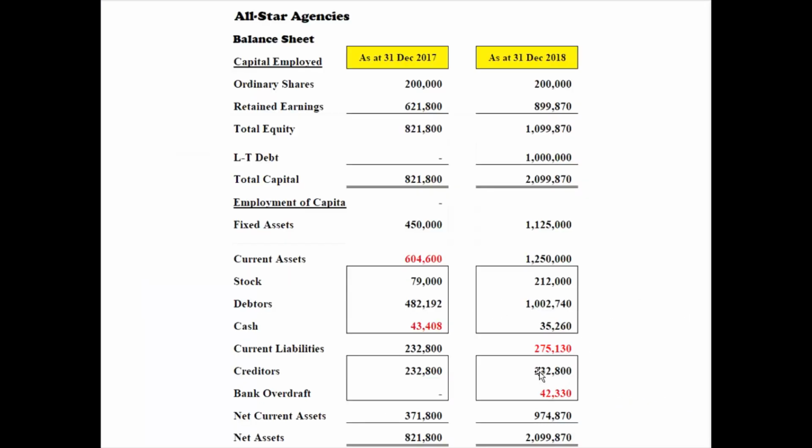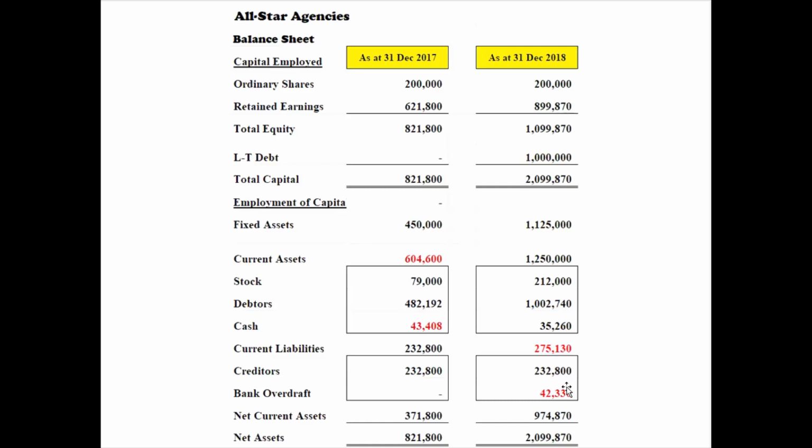The creditors, that was 232,800. They said to us it's the same as last year. Now that doesn't mean we haven't paid them for a year. It's a coincidence that the number turned out the same, but it's as a result of us paying them and receiving goods and paying them, receiving goods, etc., and it turned out to be the same number.